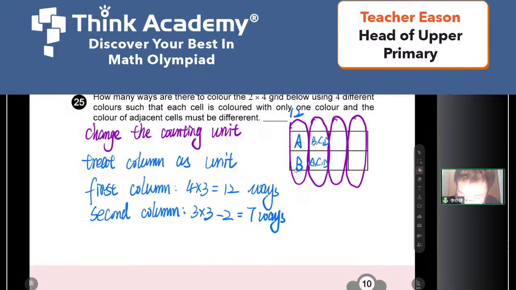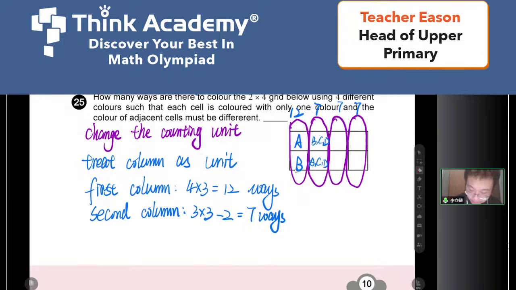And then, when we color it by column, each column is just depending on the last column, right? So we just need to consider the adjacent column. As long as the former column is determined, the next column would have exactly 7 ways of coloring. So the second column may have 7 options. What about the third column? Also 7, right? The fourth column, 7 as well. Which means if we look at column by column, first column 12, second column 7, third and fourth all 7.